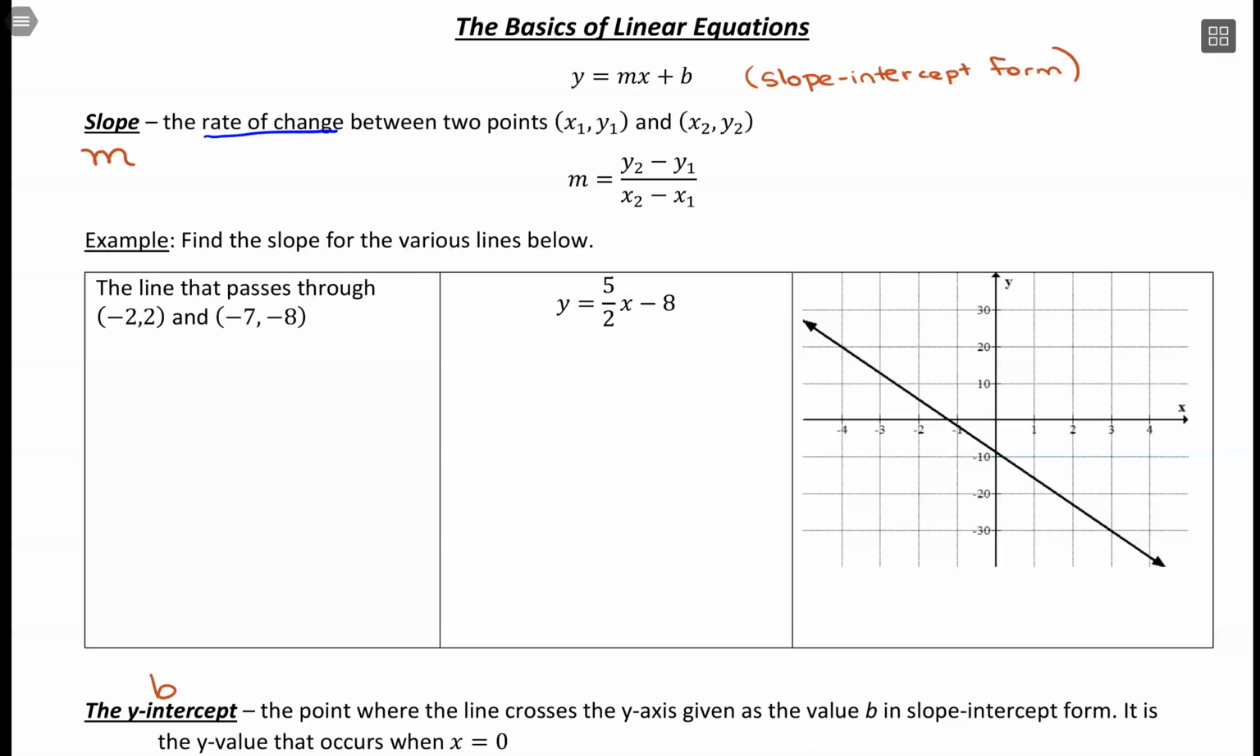So let's focus on slope first and the different ways we can think about it. So one way to find slope is to have two coordinates and just see how the change is occurring between those two coordinates. What we do is we create a fraction where we look at the difference in outputs over the difference in inputs. So in the numerator, we're going to look at the change in y over the change in x.